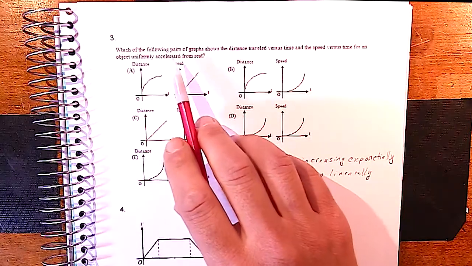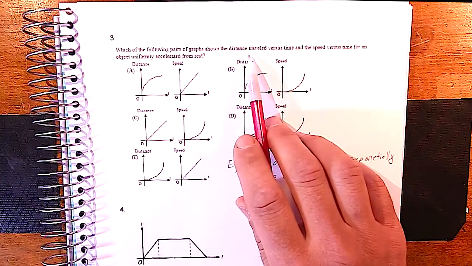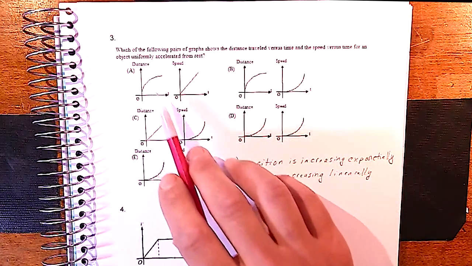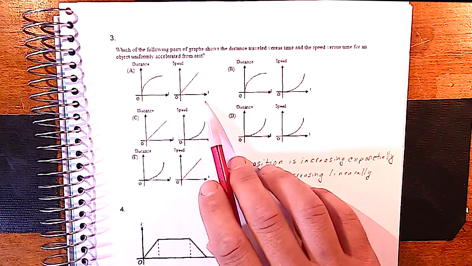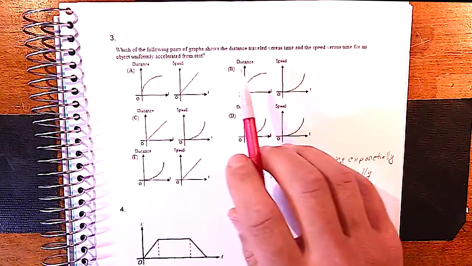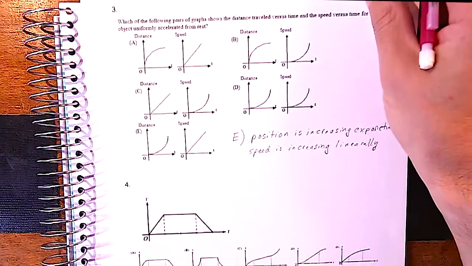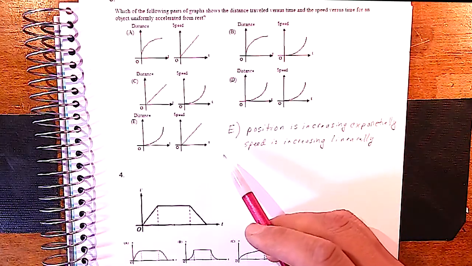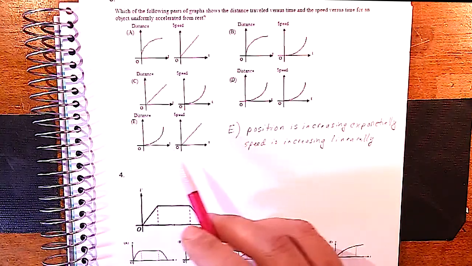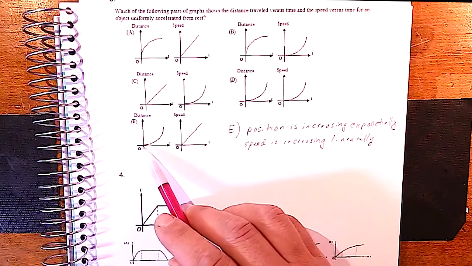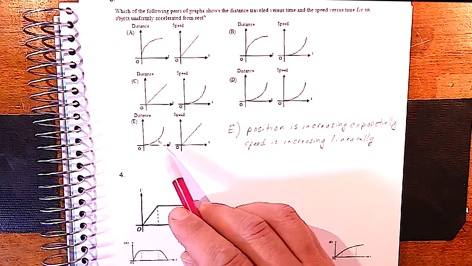So for this graph, they're looking for something that is traveling with position versus time, distance versus time, and also speed versus time. And they're saying it's accelerated uniformly from rest. So let's look at these 5 choices. And if we look specifically at choice E, this is the answer, the position graph, the slope is getting steeper.